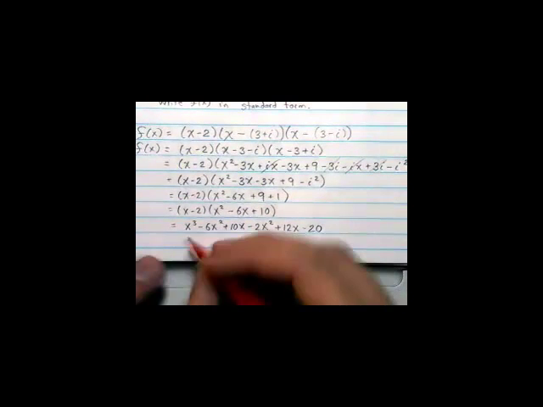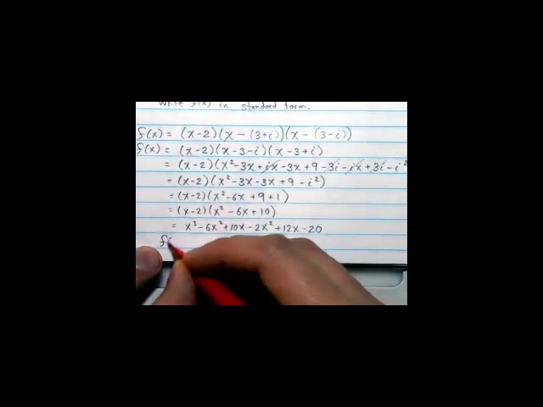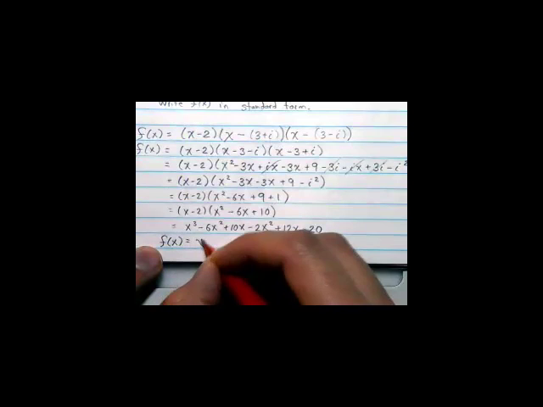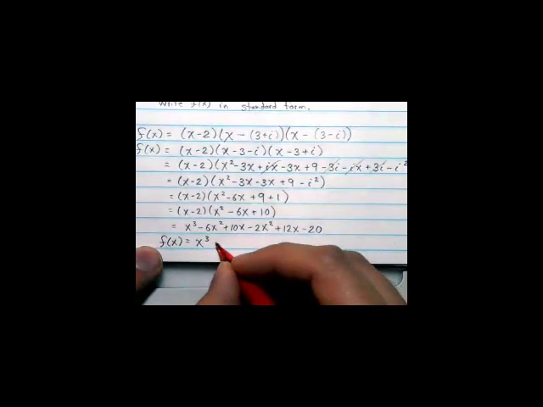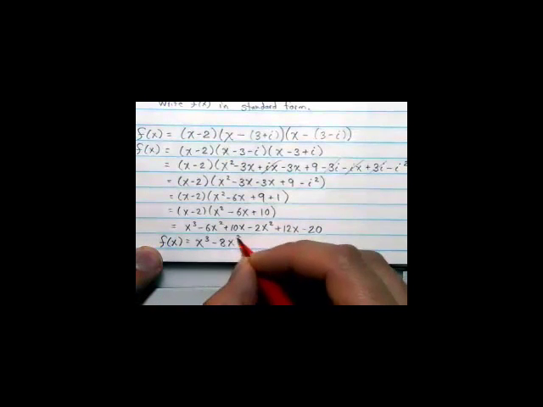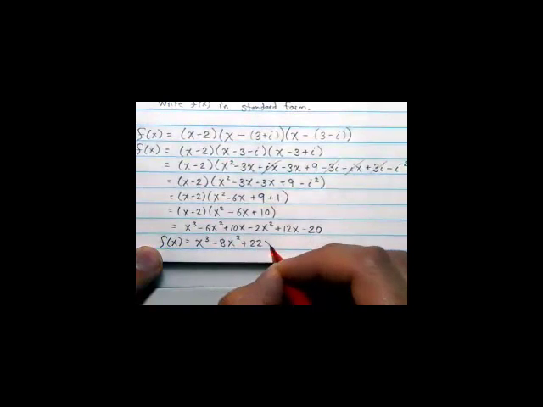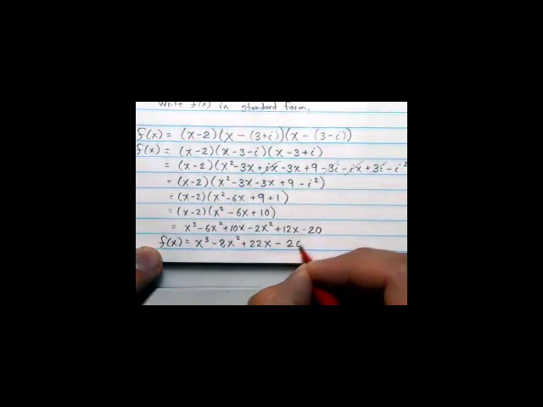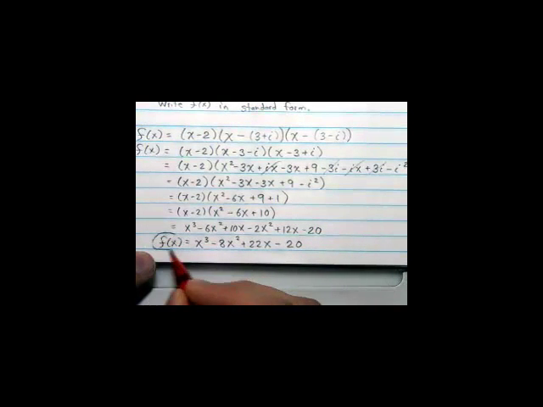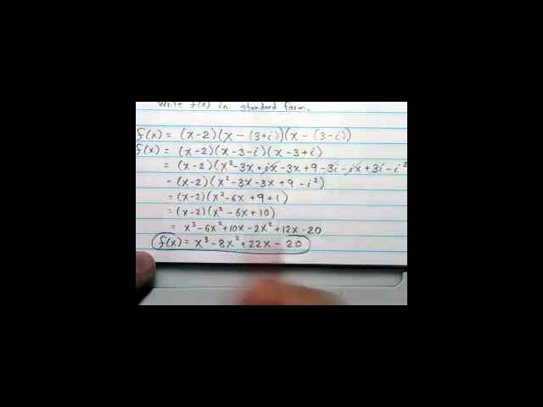And do a little combining like terms. We'll get our final equation for f of x here: x cubed minus 8x squared plus 22x minus 20. So apparently this polynomial has the roots 2, 3 plus i, and 3 minus i. That's what we did. We used the roots to go back the other way.